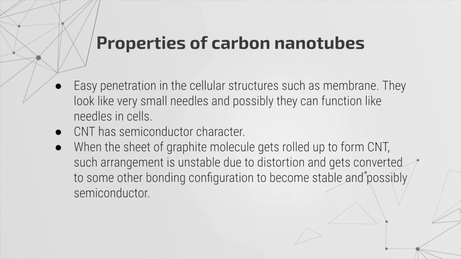So, properties of carbon nanotubes. Easy penetration in cellular structures such as membranes. They look like very small needles and possibly they can function like needles in cells. Carbon nanotube has semiconductor character. When the sheet of graphite molecule gets rolled up to form a carbon nanotube, such an arrangement is unstable due to distortion and gets converted to some other bonding configuration to become stable and possibly semiconductor.